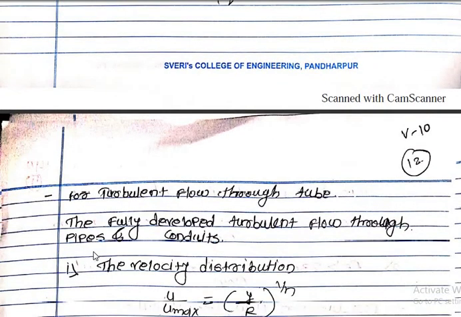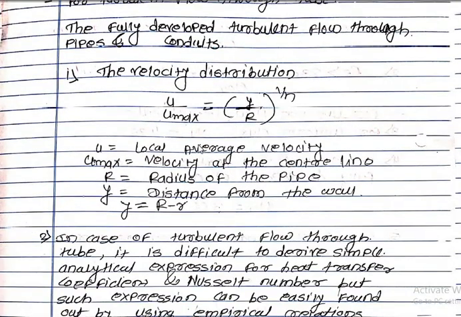So for turbulent flow through a tube, the fully developed turbulent flow through pipes or conduits, the velocity distribution will be given as u divided by u max is equal to y divided by R raised to 1 by n. Where u is nothing but the local average velocity, u max is equal to the velocity at the center line, capital R is the radius of the pipe, and small r is the distance from the wall. So small y is equal to capital R minus r.